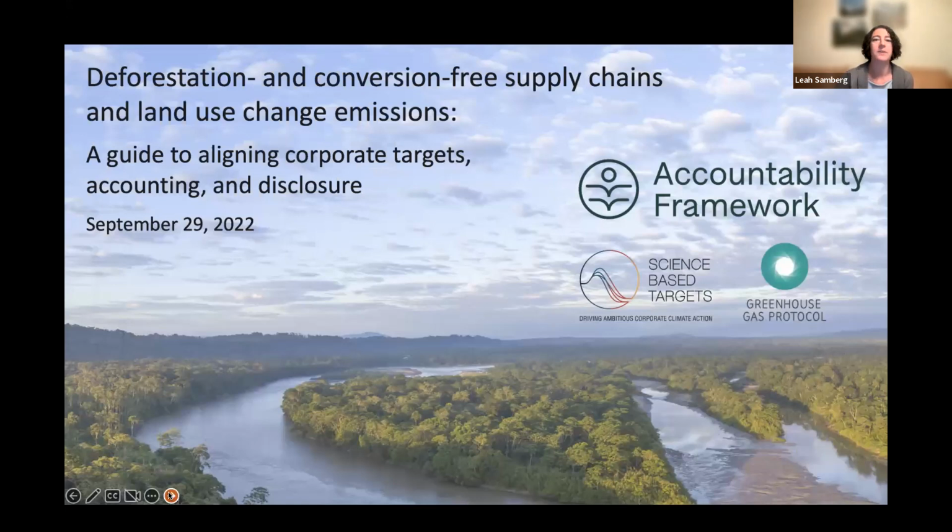Thanks so much, everyone, for joining us today as we launch new guidance from the Accountability Framework Initiative in partnership with the Science-Based Targets Initiative and the Greenhouse Gas Protocol, entitled Deforestation and Conversion-Free Supply Chains and Land Use Change Emissions, a guide to aligning corporate targets, accounting, and disclosure. I'm Leah Sandberg. I'm the lead scientist for global policy at the Rainforest Alliance and the Accountability Framework Initiative.